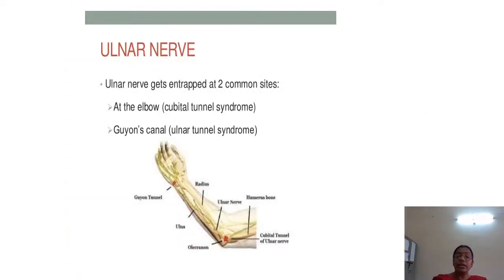When you see the clinical part, the ulnar nerve gets entrapped at two common sites. One is at the elbow, which is called cubital tunnel syndrome. The other is at the wrist, Guyon's canal, which is called ulnar tunnel syndrome.